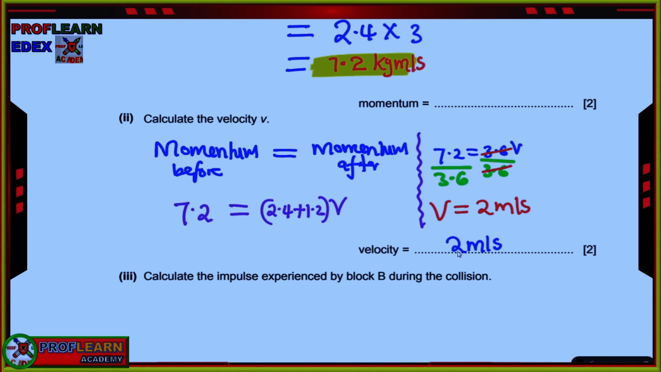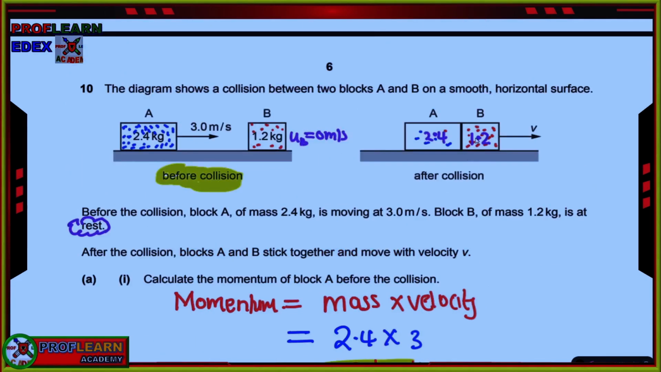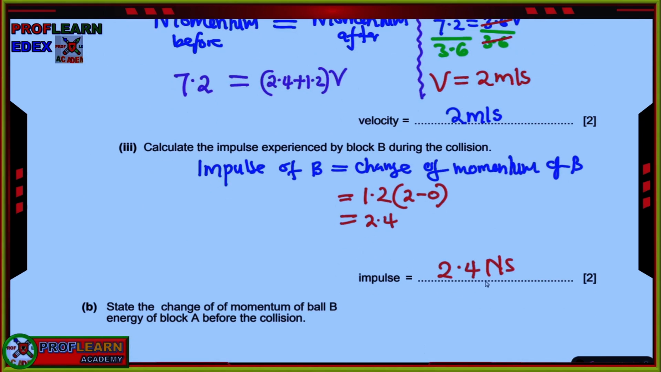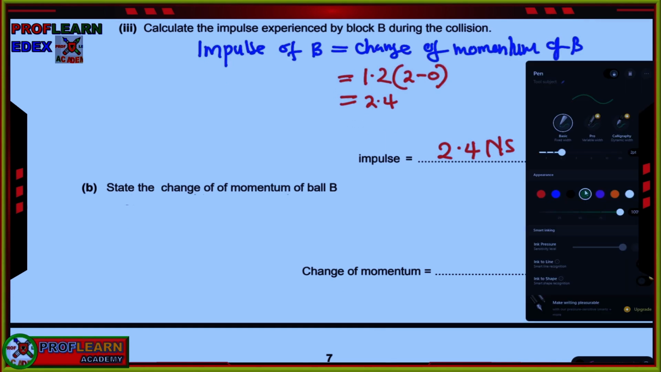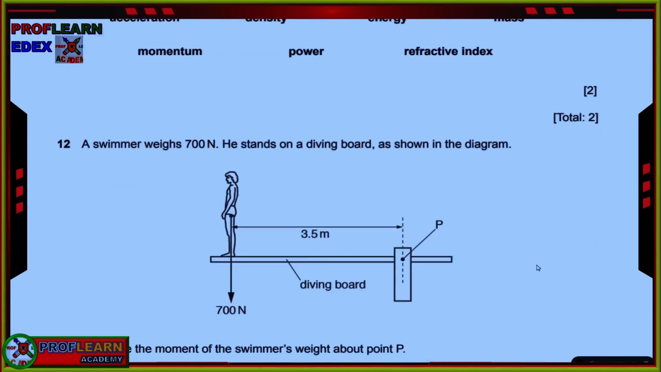Calculate the impulse experienced by block B. Impulse experienced by block B is equal to the change of momentum of B. Because B initially was at rest, its change of momentum will be basically 1.2 times its new velocity. So this becomes 2.4 newton second. As we are asked to state the change in momentum for B, we know impulse is equal to change in momentum, so the change in momentum for B is going to be the same value, which is 2.4 kg meter per second.